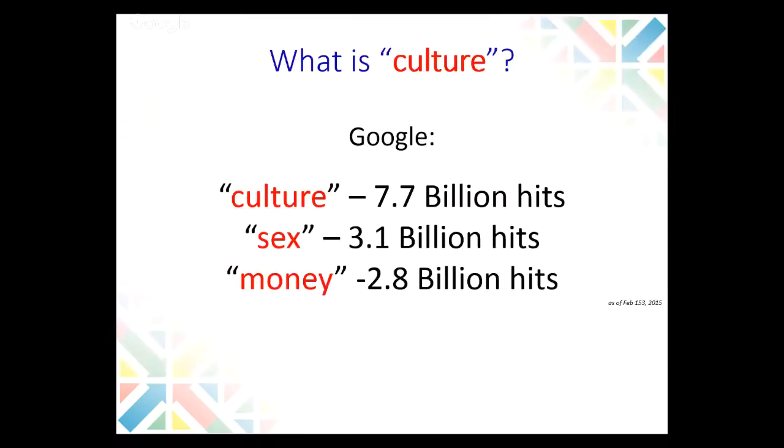Now, before I get into any details, I did a little search, literally right now. As of today, these are the updated figures. If you search for culture, cultural, that kind of term, you get 7.7 billion hits on Google. For comparison, you get less than half of that when you search for sex, or almost one third of that when you search for money. So the point here is that culture is a very, very big word. It's extremely popular, and at least on the web, it's more prevalent than other popular search terms.